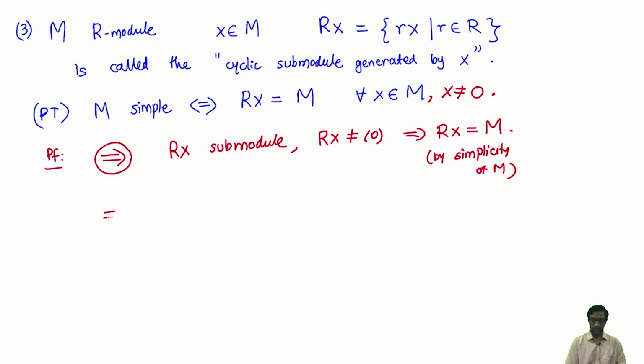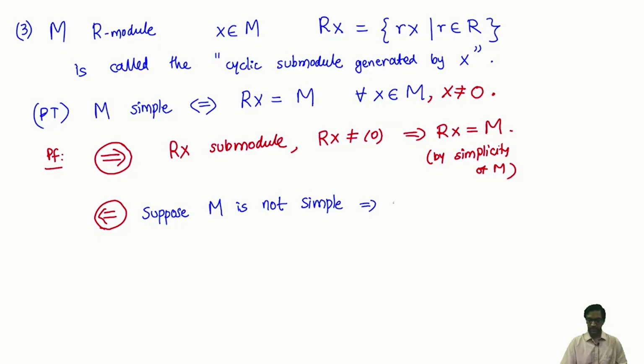Now it's the converse that really needs work here. If every cyclic submodule equals the whole, why is it true that M must be simple? So let's prove that M is simple. What does it mean? Suppose not. So why don't we proceed by contradiction? Suppose M is not simple.